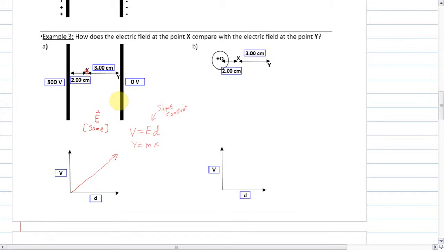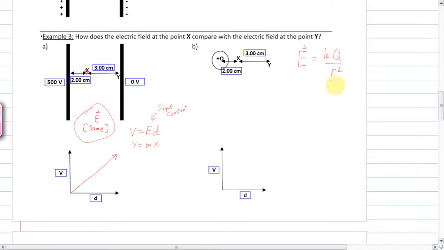So that's the answer. E field is the same for X and Y. Let's go back to yesterday's and the last 4 days. How does the E field change at X and Y? Well, around a point, this was how we calculated the E field. E was equal to KQ over R squared. Okay, that's how we calculated it.